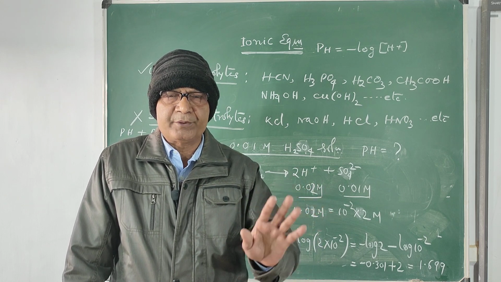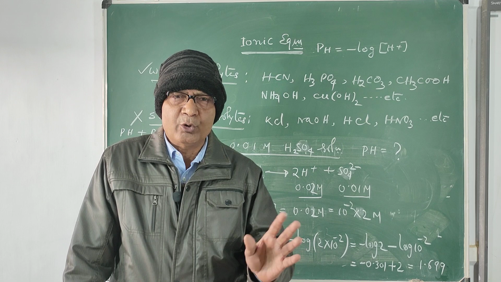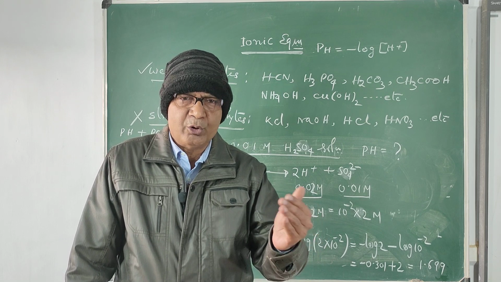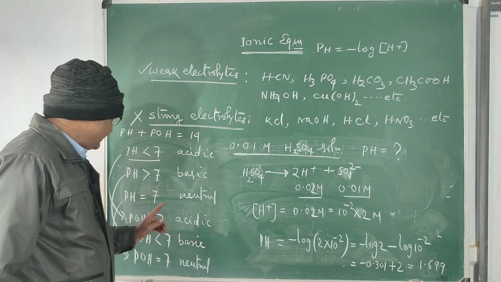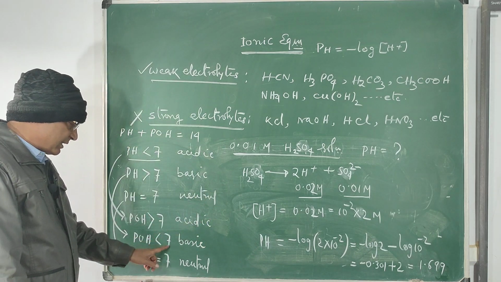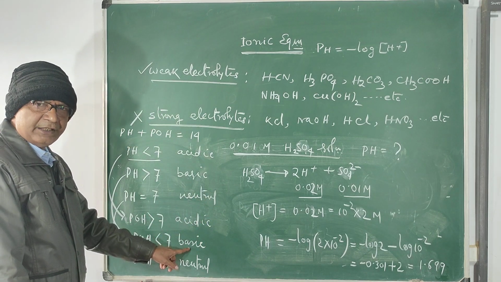Suppose the pOH of a solution is 4. So pOH 4, that means pOH is less than 7, so the solution is basic.